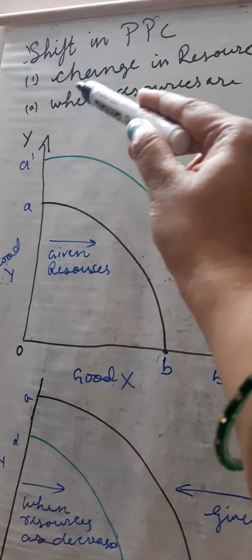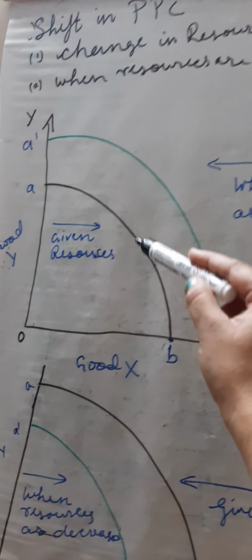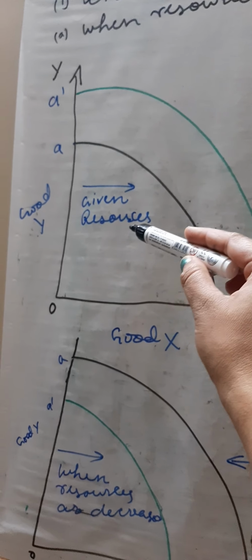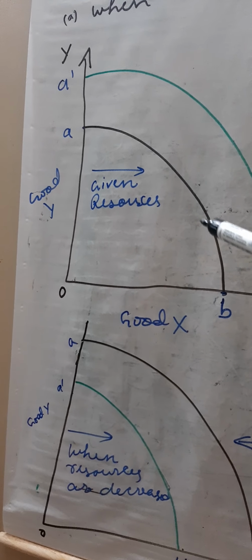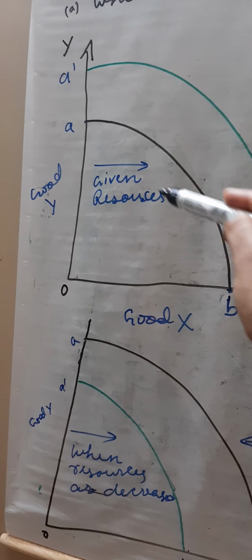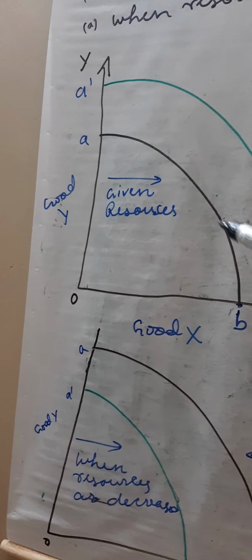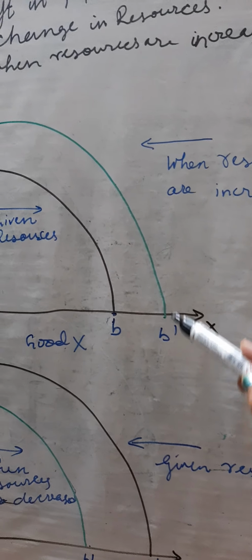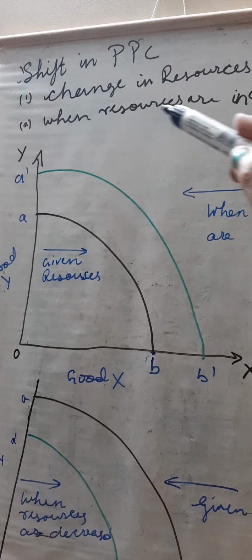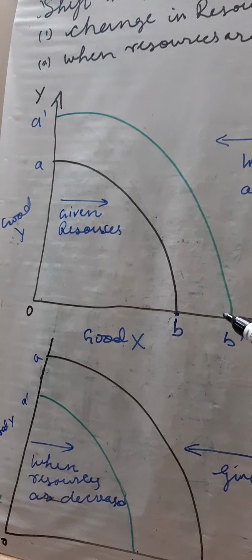So the subtopic was when resources are increased. I have given the example that I have increased the resource of labor. When labor has been increased in the production house, your PPC has shifted its position from AB to A dash B dash. So this is the first change in the resource factor and the shift.